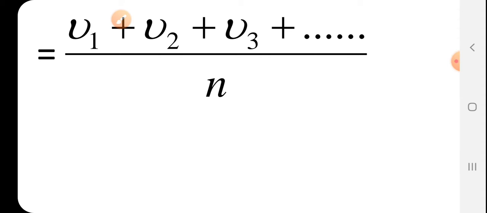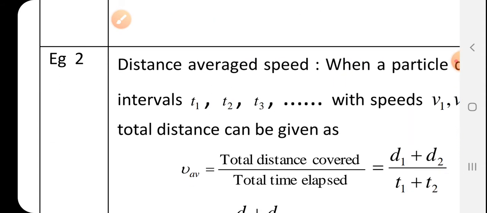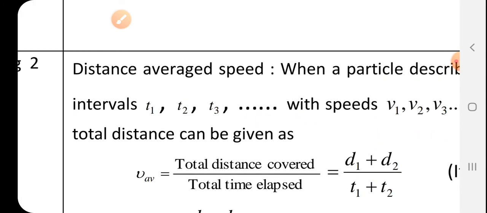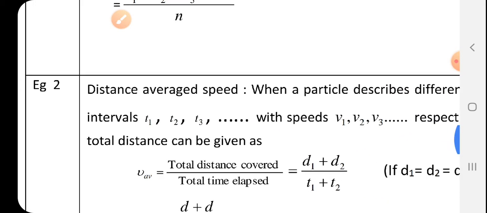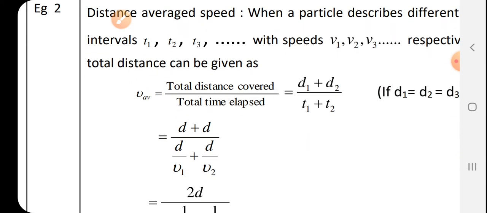In the next example, we have equal distance or equal displacement problem. Students, this is known as distance average speed. In this case, distance or displacement or its idea is given to you in the numerical. So total distance covered by the particle to the total time can be explained as d1 plus d2 upon t1 plus t2.